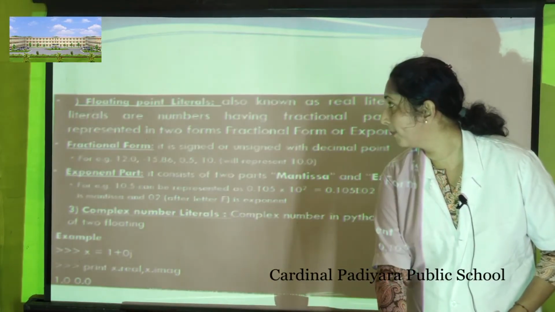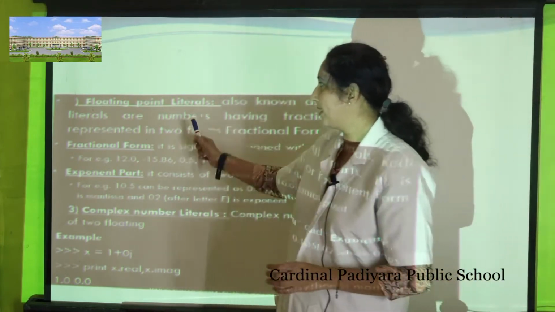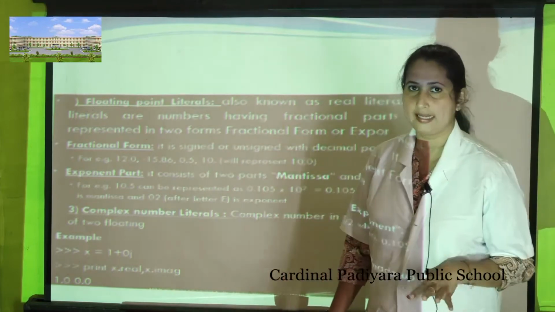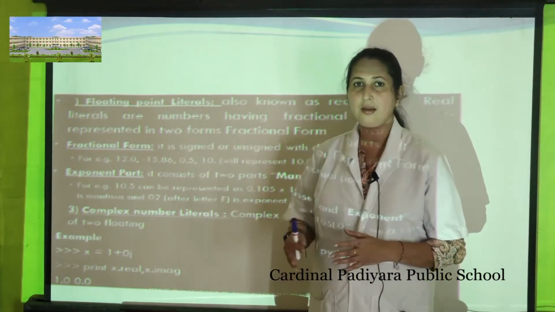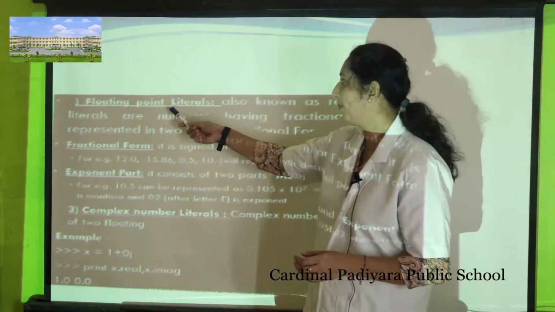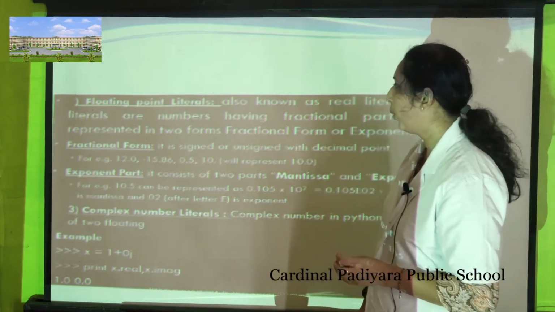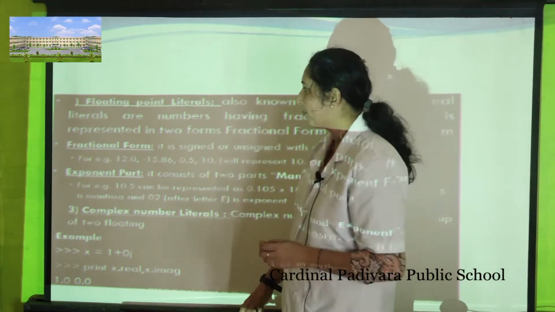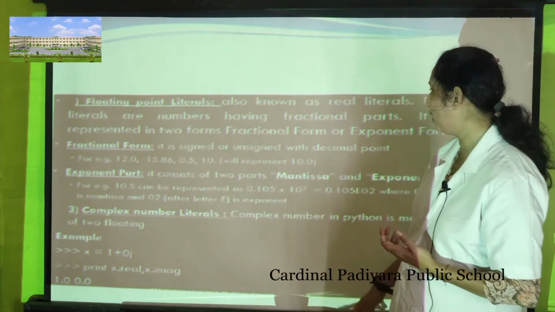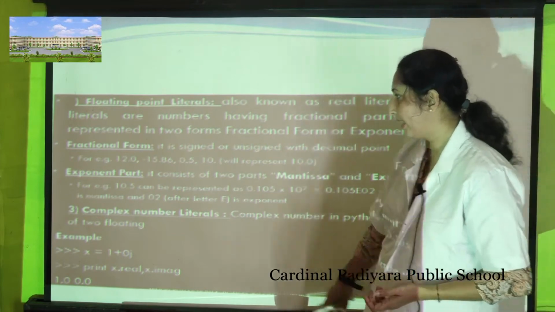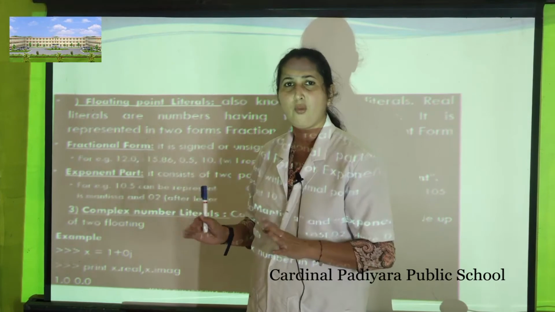Next is floating point literals. First we saw the numeric literals, then we see floating point, that means real values. Decimal parts are termed as floating point literals. Next is fractional form, that is signed or unsigned, positive or negative values in the form of a decimal point, like 12.5 or minus 15.8. Fractional values are termed as floating point values.